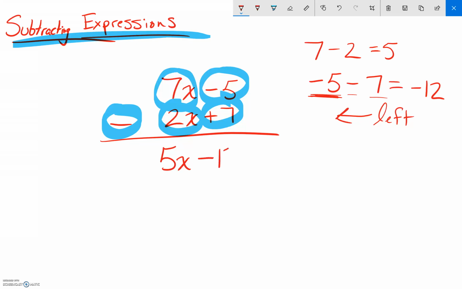So 5x minus 12 or 5x plus negative 12. Both are acceptable answers for this one.